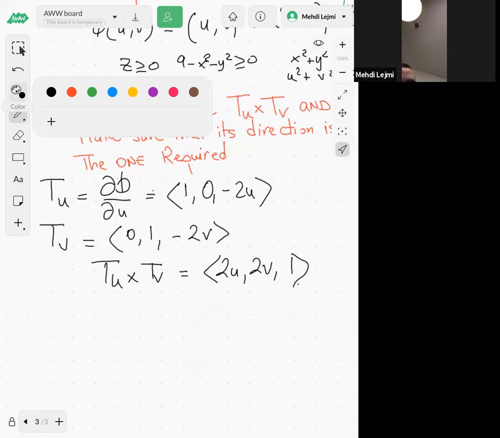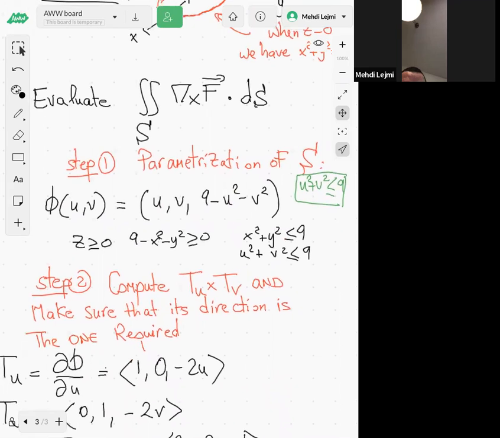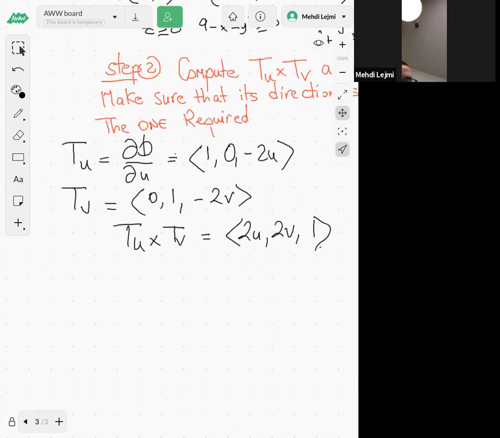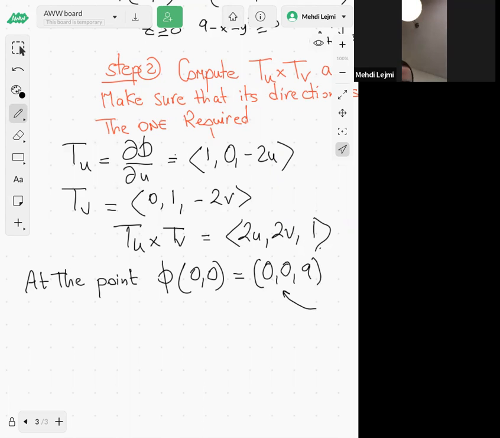So that would be, for example, you can take, remember, u squared plus v squared is less than or equal to 9. So we can take, for example, the point where u is 0 and v is 0. That would be the origin, right? So at the point phi of (0, 0), that would be (0, 0, 9). So this is actually the top of the paraboloid, right? That's the vertex of the paraboloid.